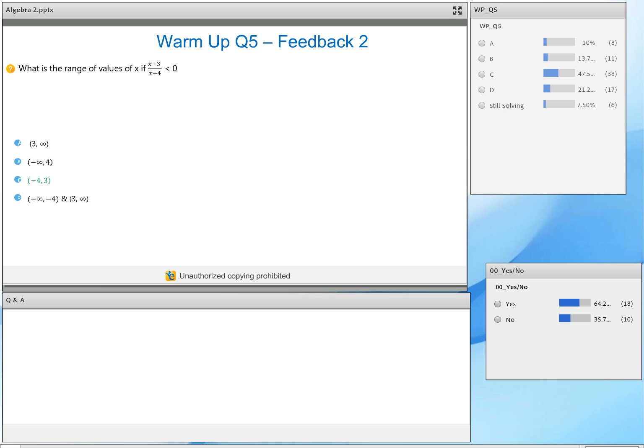That I simply take x plus 4 to the other side and I get x minus 3 is less than 0. Quite a few of you. That is not right. Why? Because how many of you know for sure that x plus 4 is positive? How many of you are absolutely sure that x plus 4 is positive? We are not sure about that, right? Because we don't know anything about the value of x.